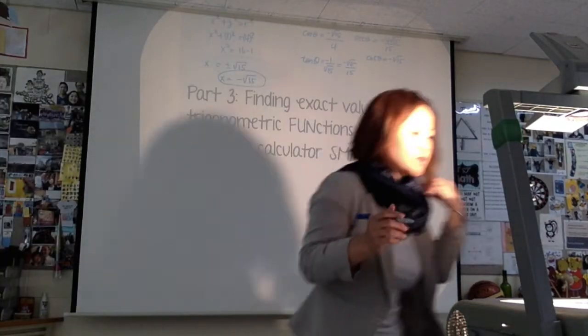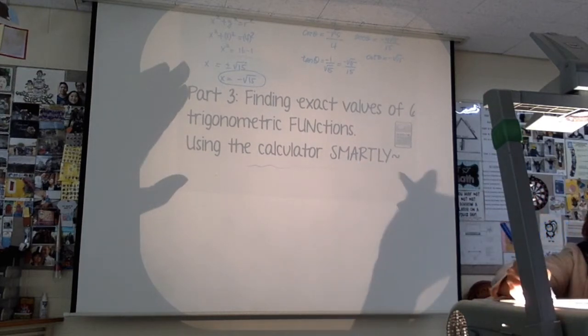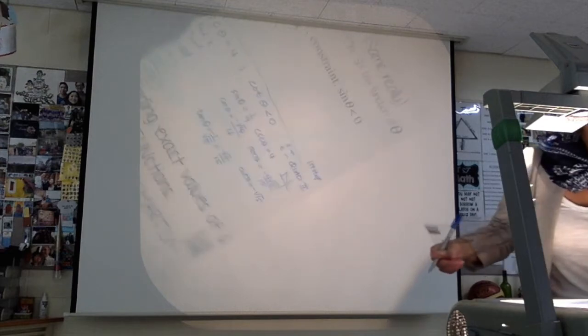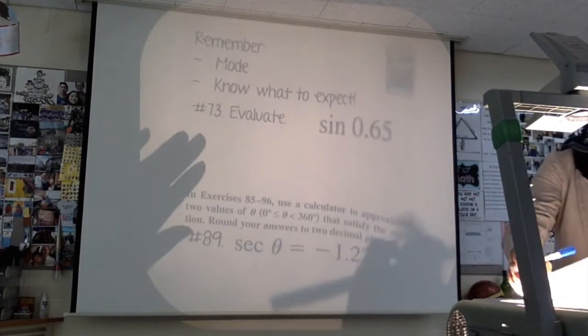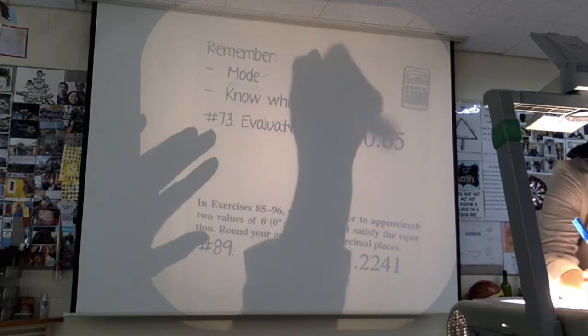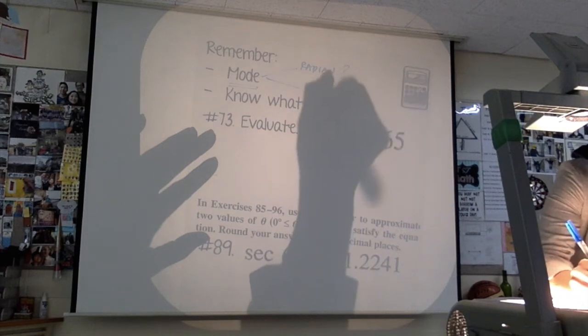All right, we're back. So you guys, part 3: finding exact values of the 6 trig functions using the calculator smartly. Very important that you note that. It's very smartly, okay? Just because you have a calculator, don't depend on it too much because it only does what the owner tells it to do. Remember a couple of things here. Remember mode. Are you using radians or degrees? You got to decide.